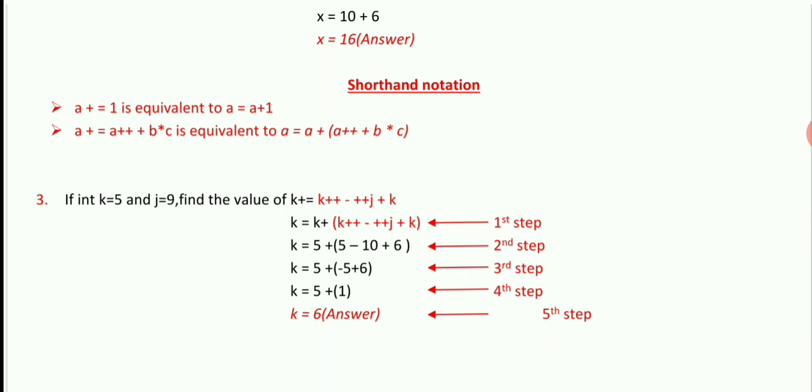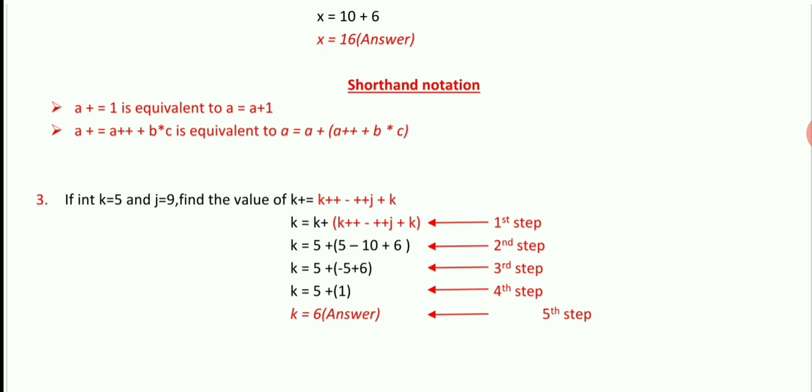Now in the second step, we evaluate the bracket first. So k equals to 5 because the initial value of k is 5, plus, open the bracket, 5. k++ will give you 5 because that plus 1 will be added in the last term, which is k, minus ++j. So ++j means the initial value of j is 9, so it increments by 1 and that gives you 10, plus 6. The initial value of k was 5, but because of k++ there is plus 1 carry, so that plus 1 will be added and that will give you 6.